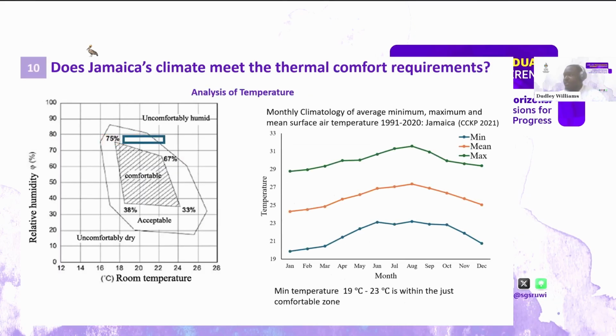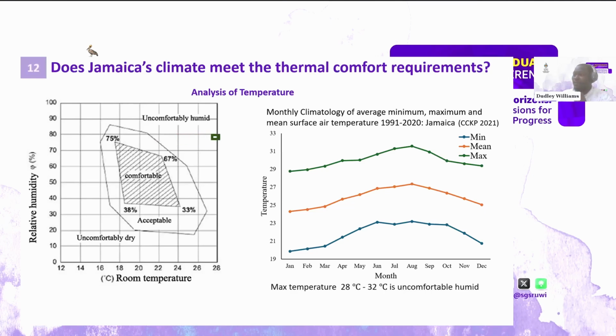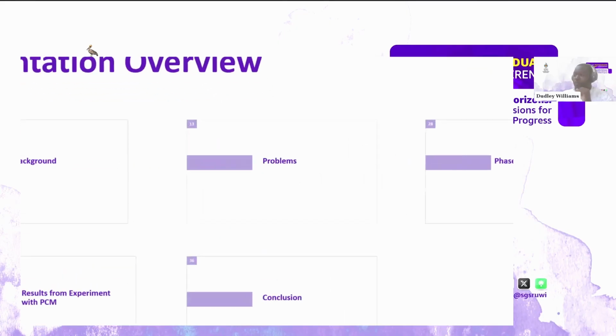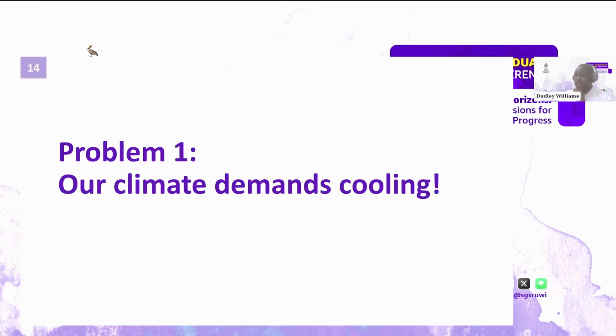Now, if we take temperatures between 1991 to 2020 and use the average values, starting with the minimum temperature, we are seeing that we are still in that acceptable region. However, as you apply that mean temperature, that max temperature, we have drifted far away from that comfortable zone. Now, what does that mean for us? So our first problem is that our climate demands cooling.